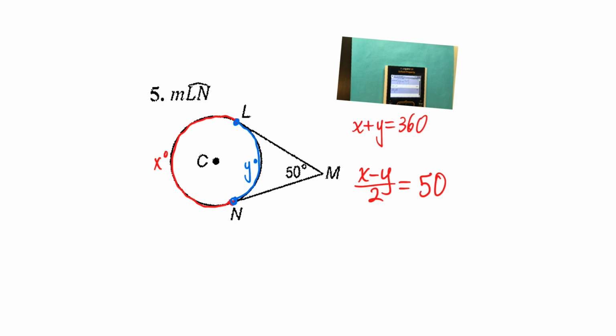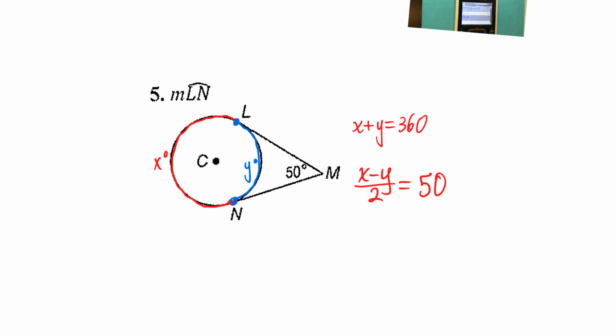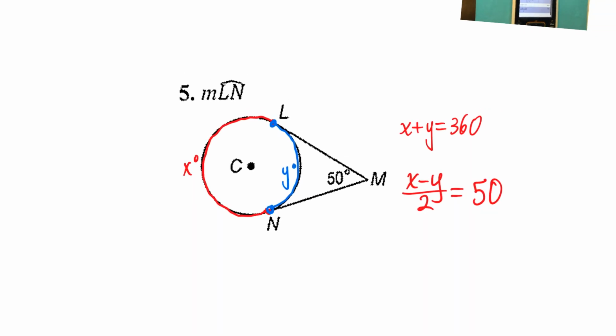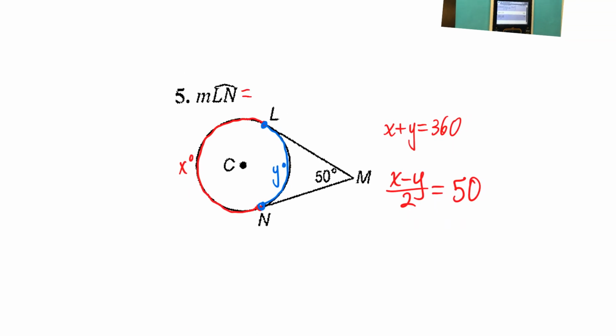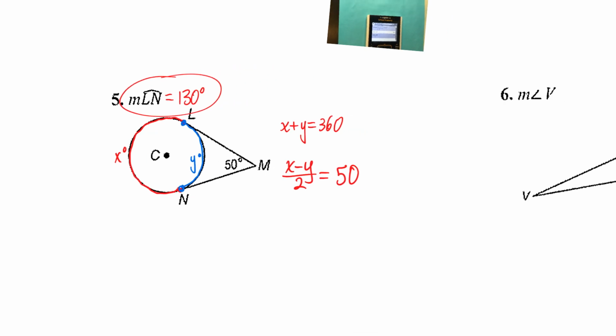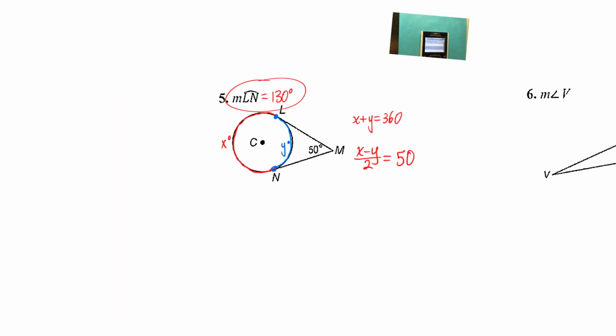All right. And this is asking for LN, which is the minor arc. So how many degrees is that? 130. It's 130 degrees. This one over here is 230. This one's 130.